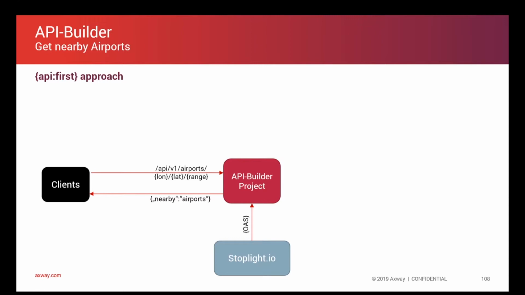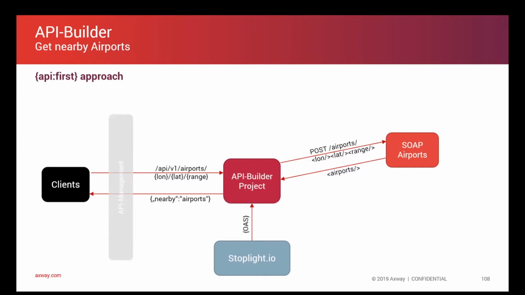And in order to implement that API, I need to use an existing SOAP service running in the background, which takes in exactly the same parameters, and then it returns me the list of airports, obviously in XML. Not, let's say, part of that presentation is how this API is managed in API management. It's focusing on Builder only.